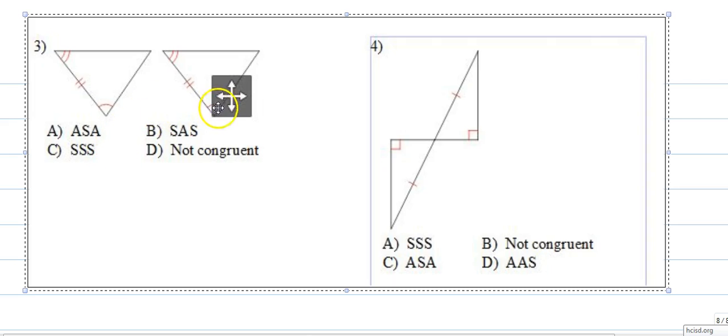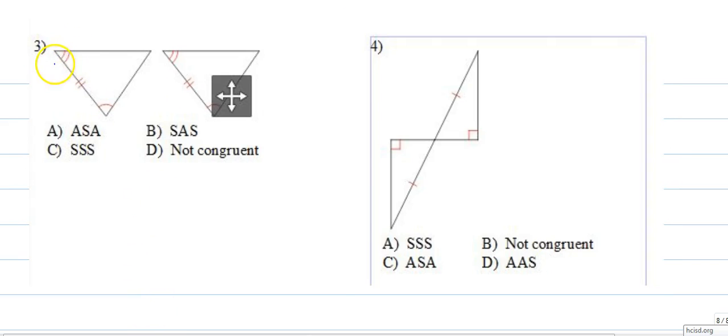Alright, in this question, just ignore this symbol here. Anyways, right here, that's an angle symbol. This is a side symbol, and this is another angle symbol. ASA, does that work? Yes. Check the next triangle. This is an angle symbol. That's a side, and this is another angle symbol. Angle side angle, that works. Answer is A.